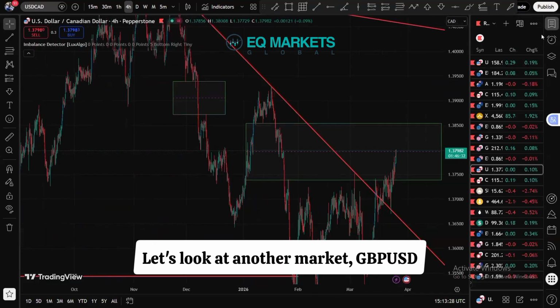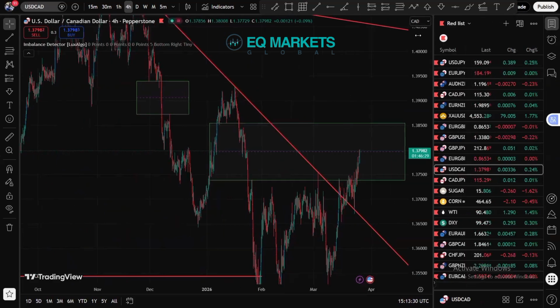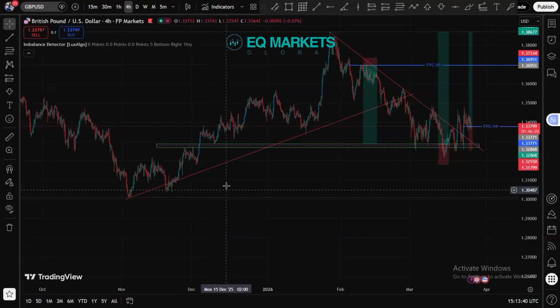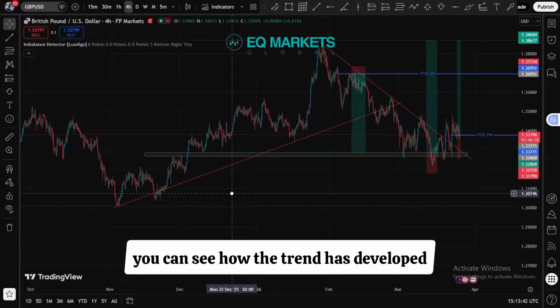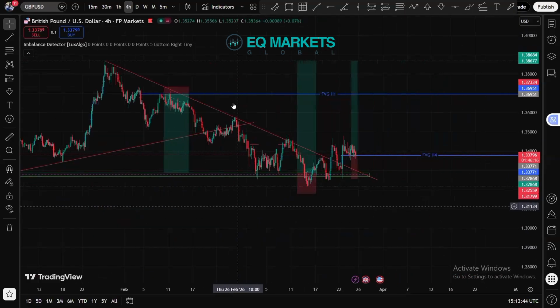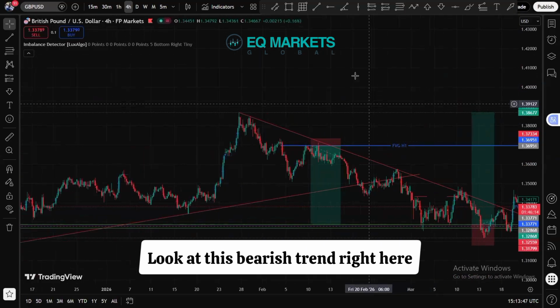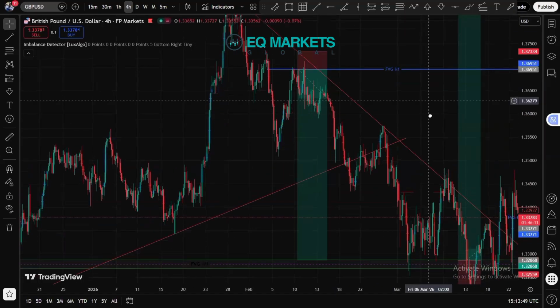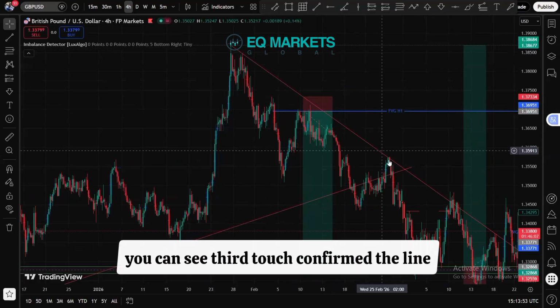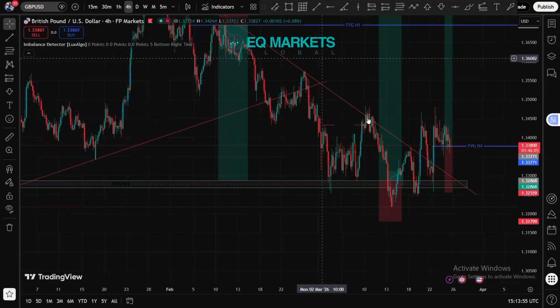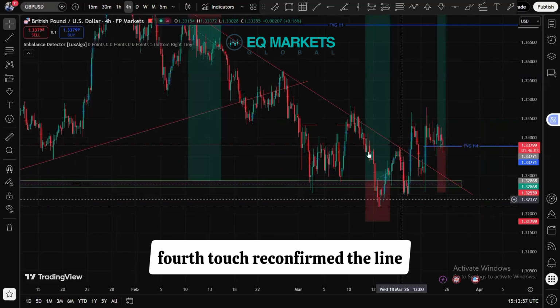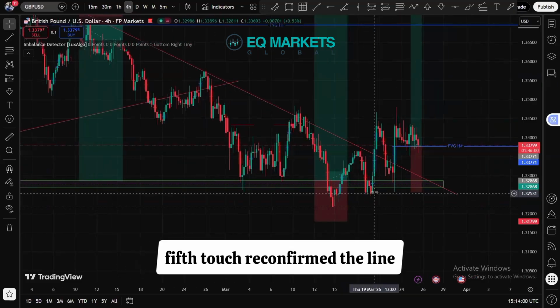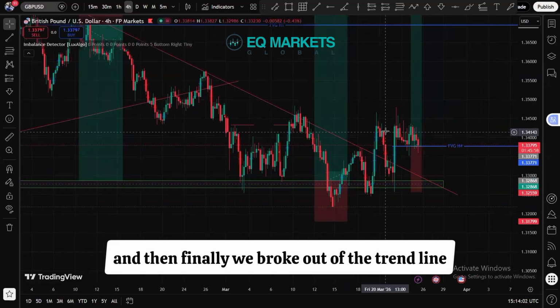Let's look at another market, GBP/USD. So this is GBP/USD. We can see how the trend has developed. Very beautiful trend. Look at this bearish trend right here. Very beautifully done. The trend line established. You can see third touch confirm the line. Fourth touch reconfirm the line. Fifth touch reconfirm the line. And then finally we broke out of the trend line.